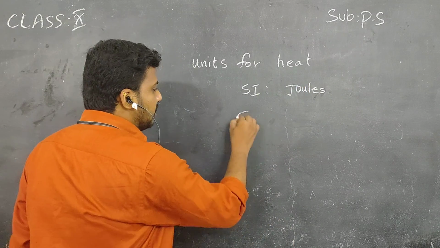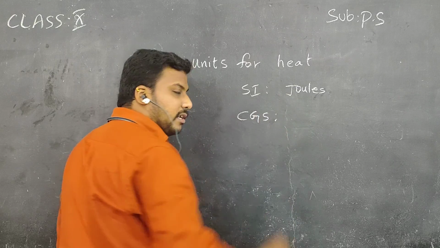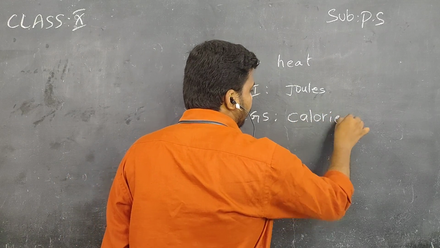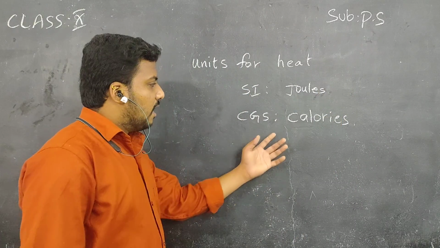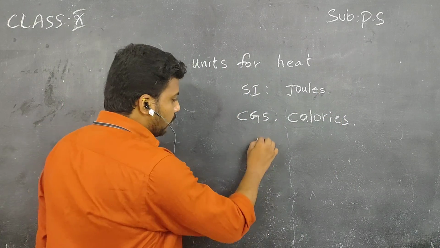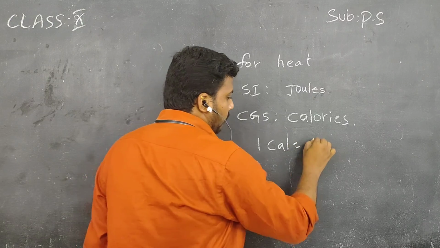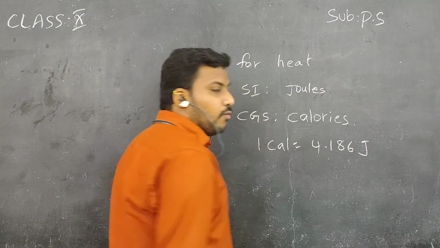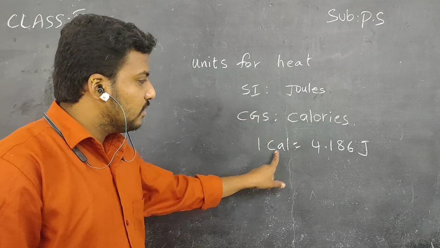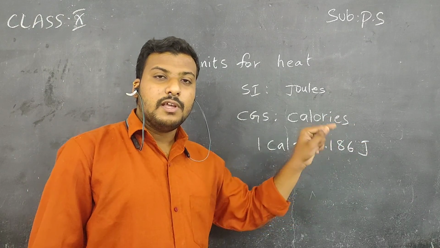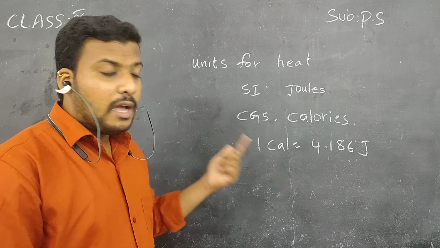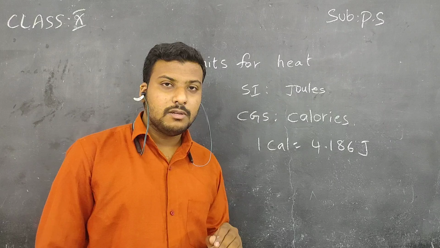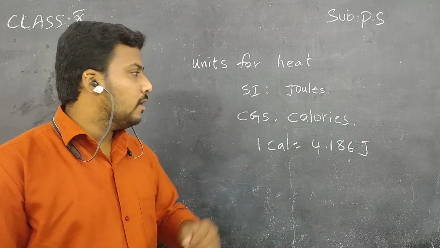Then what is the CGS unit of heat? That is nothing but calories. So children, 1 calorie equals 4.186 joules. 1 calorie means 4.186 joules. If you want to find the value for 5 calories, then you do 4.186 into 5, and you will get the value for 5 calories, children.